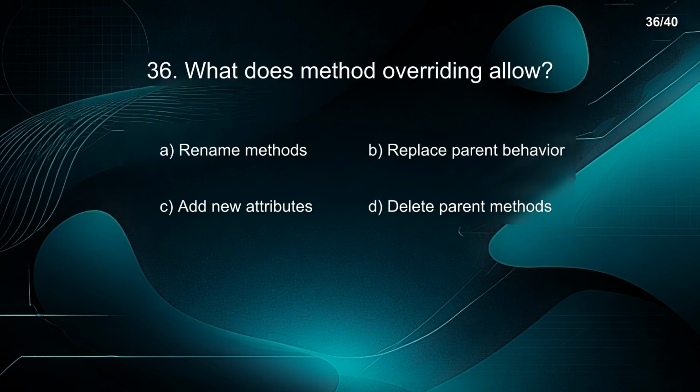36th question. What does method overriding allow? A. Rename methods. B. Replace parent behavior. C. Add new attributes. D. Delete parent methods. Correct answer is B. Replace parent behavior.